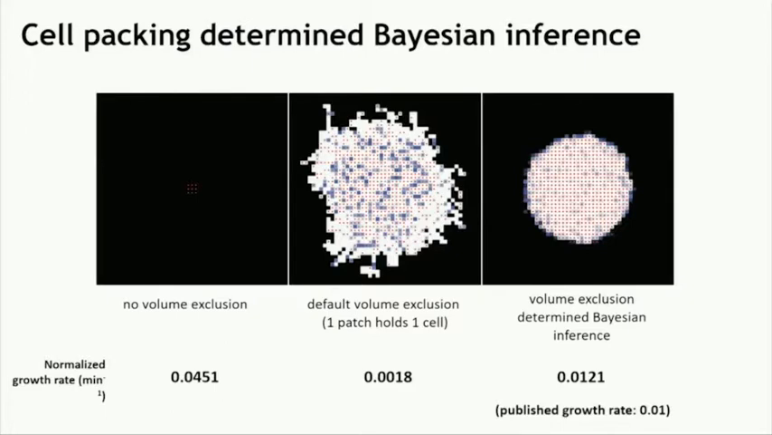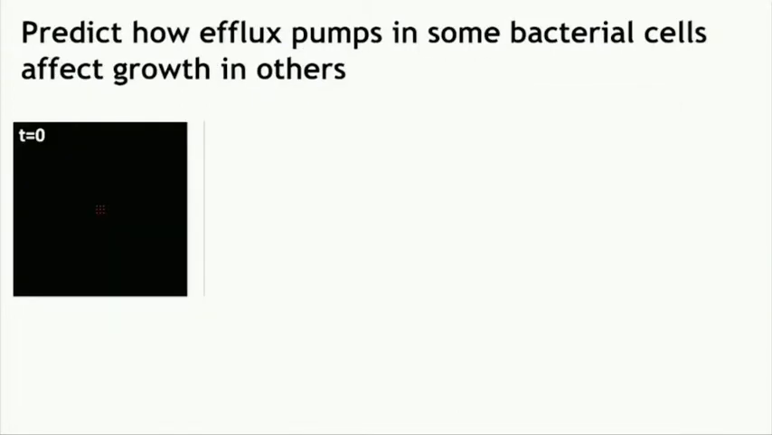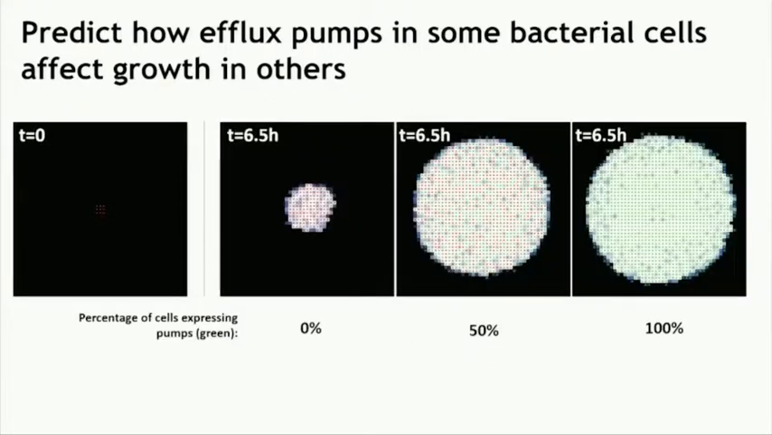And then in the third example, this is where we've used machine learning to guide the probability of proliferation based on volume exclusion. And we can see that we get a much more normal-looking colony. Everything's kind of being held together the way we would expect based on experimental observations. And it turns out that the growth rate of the population in this third case is the one that best matches the experimental measurements.